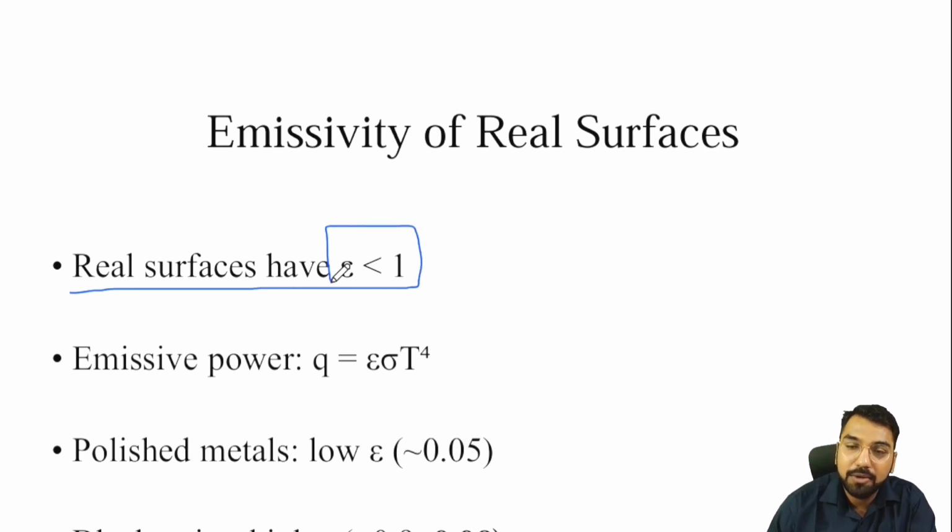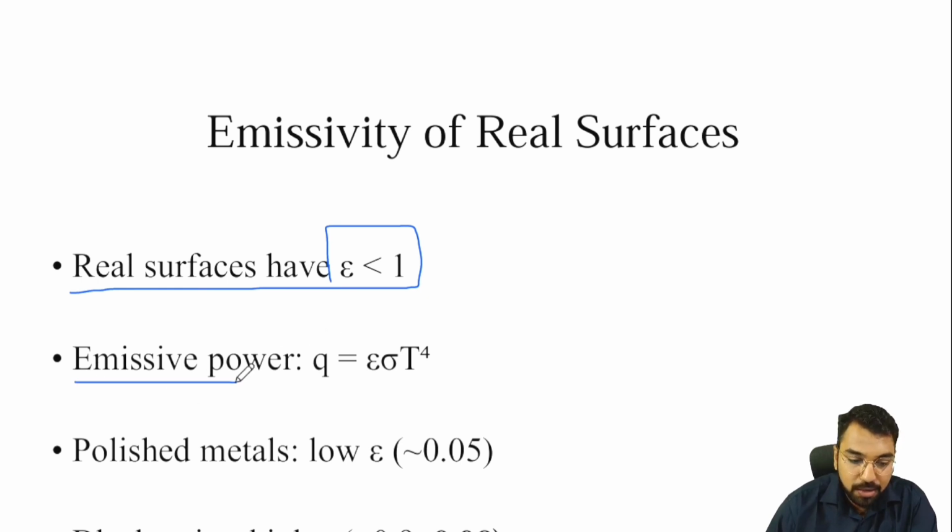Why? Because ideally a black body has emissivity equal to 1, and every real object or surface has emissivity less than 1, because the black body, which has emissivity equal to 1, is an imaginary object. But in reality, real surfaces have emissivity less than 1.